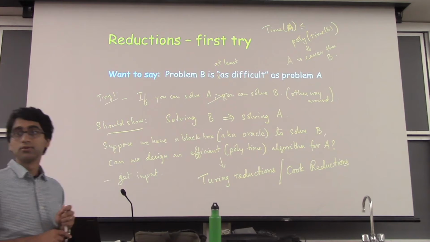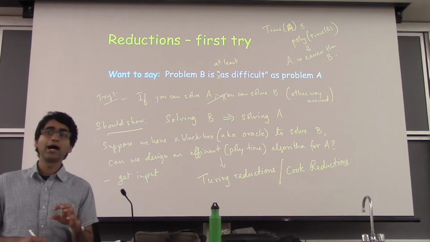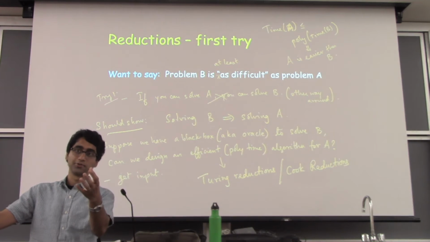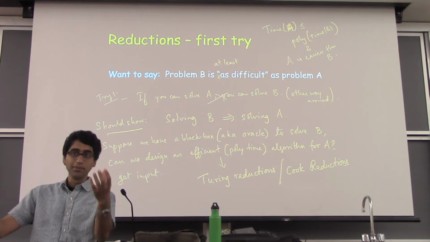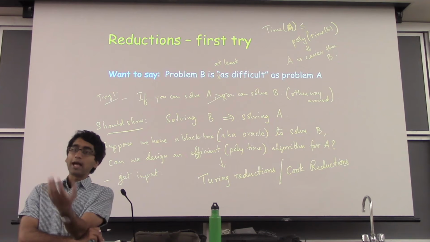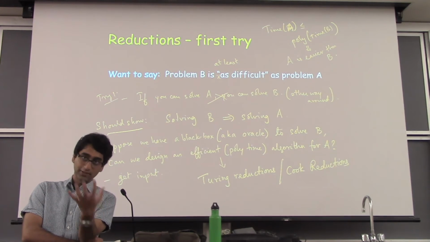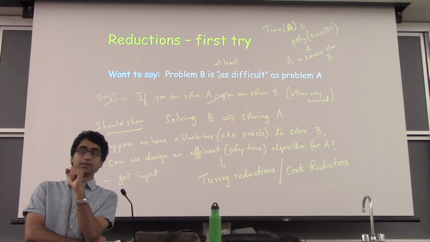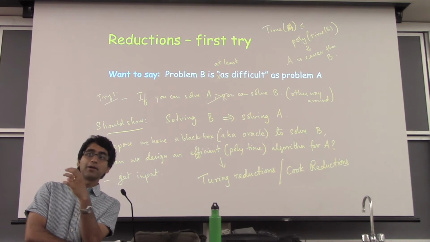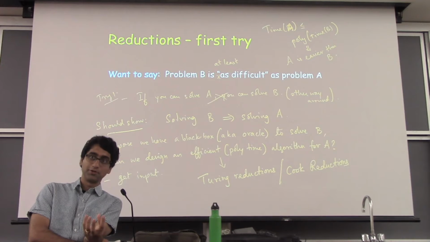Do we decide the hardness based on running time? The hardness of a problem doesn't depend on any specific algorithm. It's a property of the problem itself. Maybe you can come up with an algorithm that runs in quadratic time, maybe somebody can come up with an algorithm that runs in linear time, but that's not what we care about. We only care about whether there exists some polynomial time algorithm to solve it.